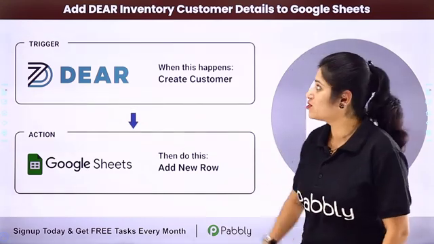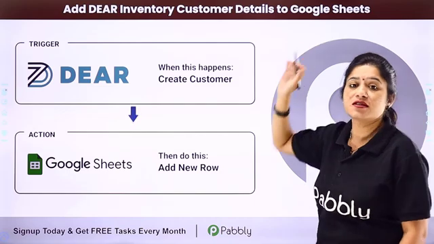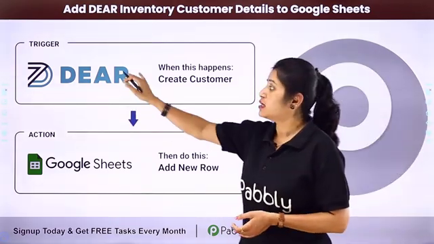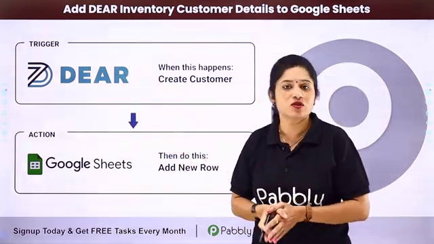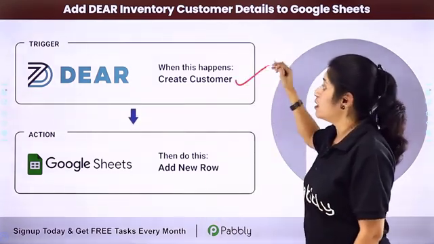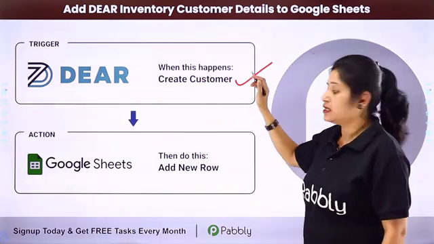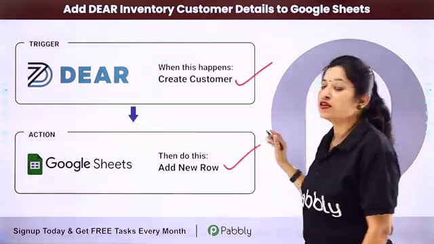In this video, we are going to learn how you can add Dear Inventory customer details to Google Sheets. So the idea here is that you are using Dear Inventory as your inventory management software application. Now you want that whenever you create a new customer in your Dear Inventory application, automatically the same customer details should be added to your Google Sheets as a new row.